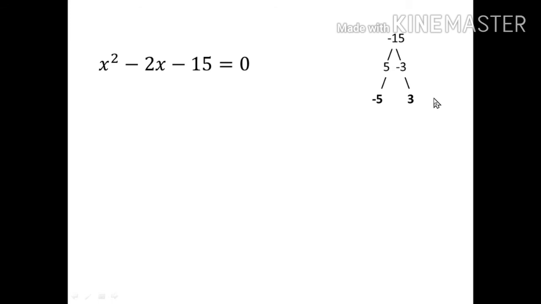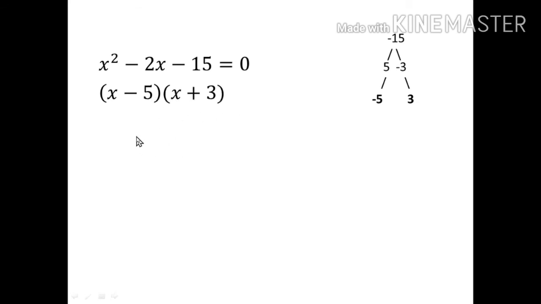Negative 5 times 3 is equal to negative 15. At pag pinag-add natin yung negative 5 tsaka 3, it will give negative 2. So, ibig sabihin, ito na yung hinahanap natin na factor ng negative 15. Itong negative 5 tsaka 3. So, ibig sabihin, guys, ang factor ng equation na ito ay x minus 5 and x plus 3.